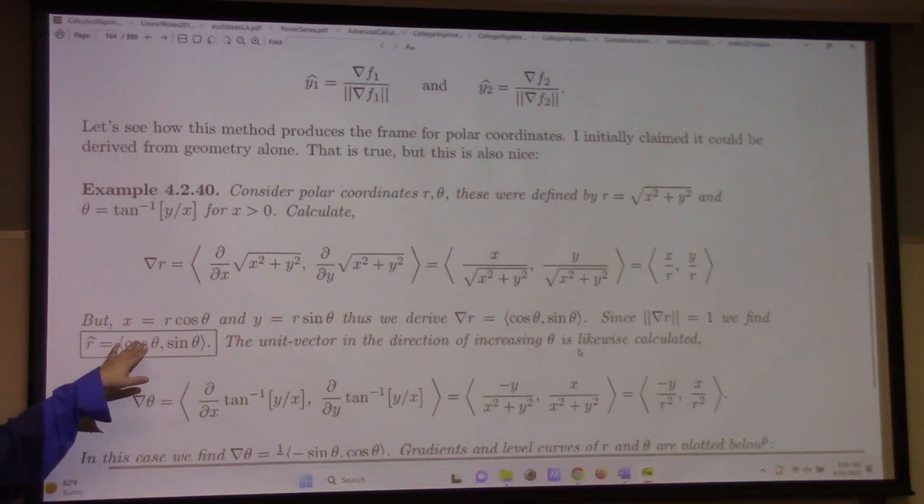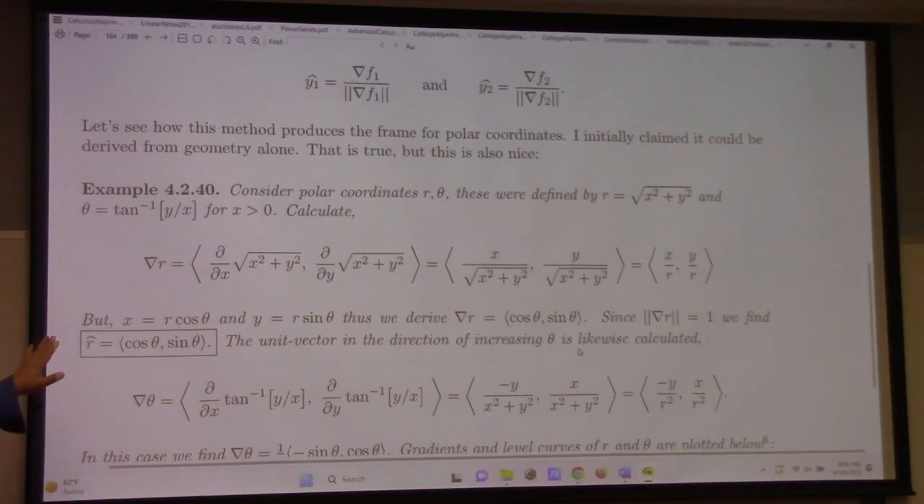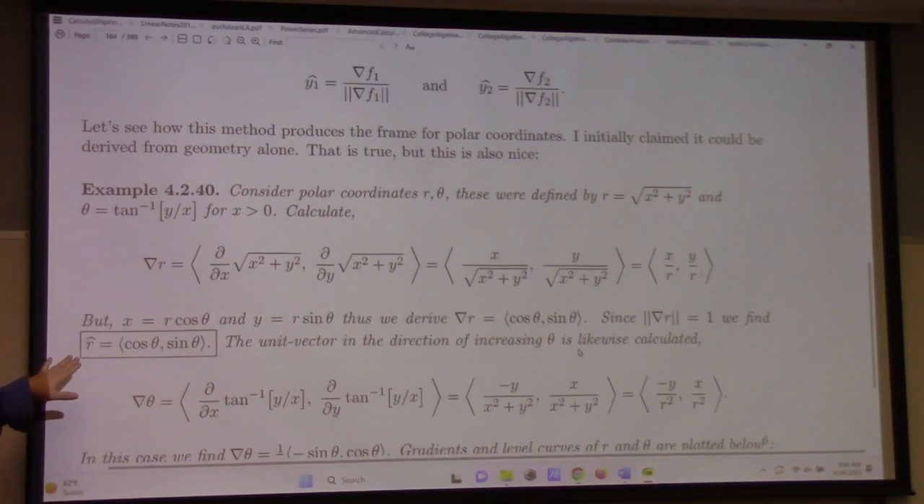Now you could argue this by geometry just the same, right? If you just draw a picture and think about the meaning of polar coordinates, then that is a vector which points out of the origin and has length 1 at a point in the plane. But I didn't use geometry. I used calculus to derive this just now.